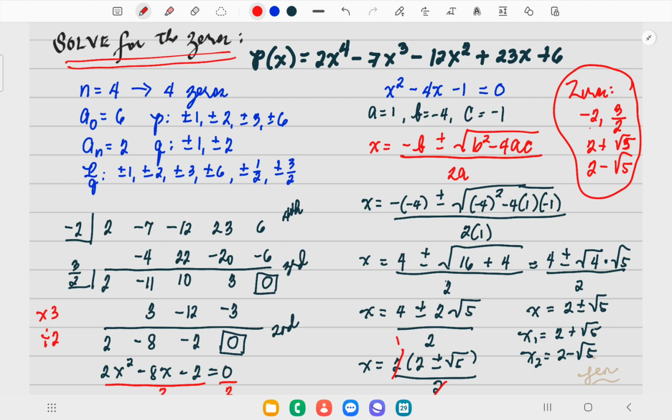So we have here, ladies and gentlemen, the third example for the zeros of a polynomial function.